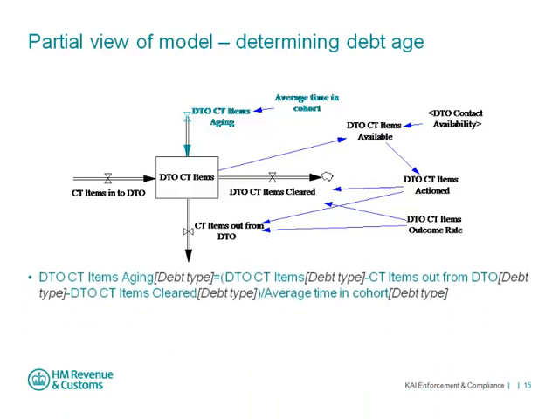And basically, for equation lovers, there's the equation. You take the stock items, subtract the things that are flowing out of the stock, and then divide it by your average time in your cohort to age the debts. You do that all the way through the model. Things age over time.